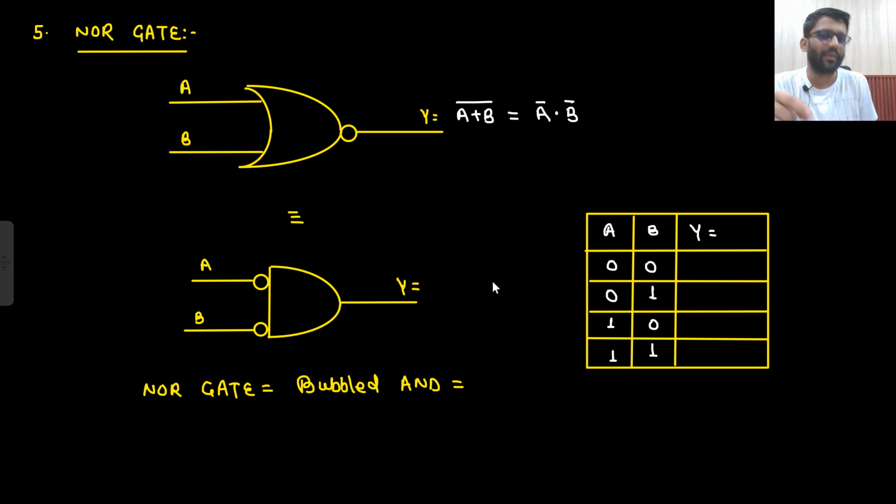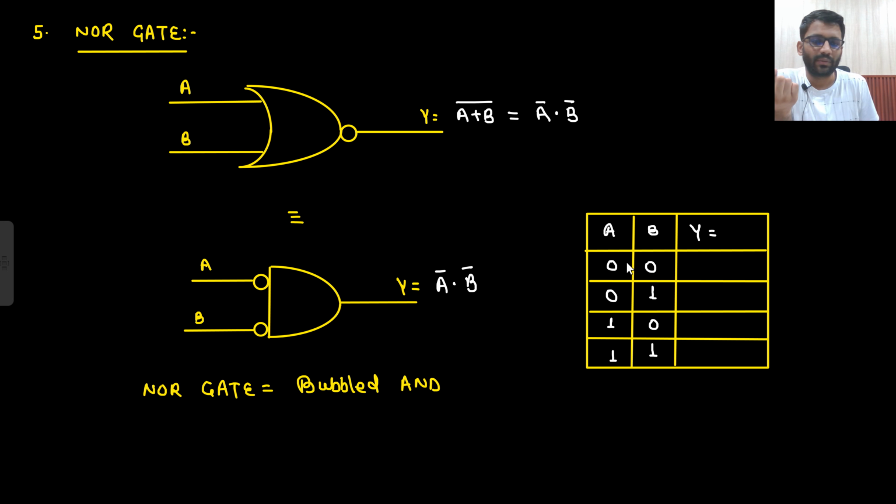So A bar dot B bar. Then what will happen? This bubble comes here, this bubble comes here, and your OR gate is replaced with AND gate. So NOR gate is called as bubbled AND gate. Okay, NOR gate is called as bubbled AND gate. So it can be replaced at A bar dot B bar.